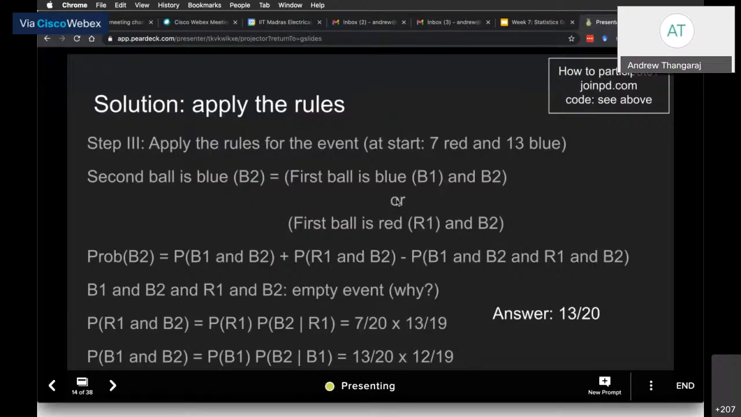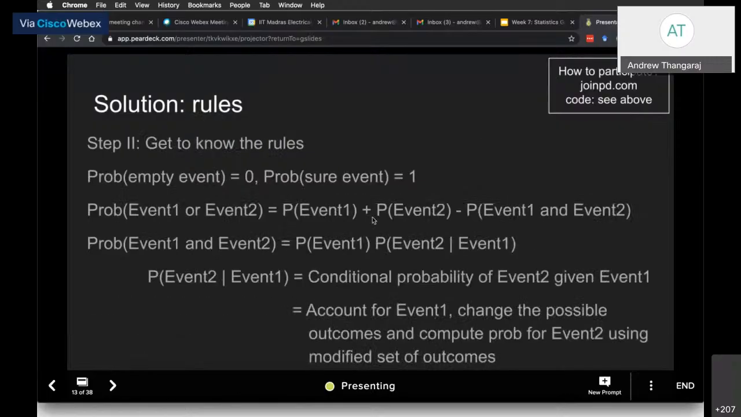But no, there was a question about this minus term. So let me just go back to the previous slide. The rule is this. I don't know if you can see a proof for it in your statistics 2 class. Maybe you'll see a proof for it. But just accept it as a rule. Okay.